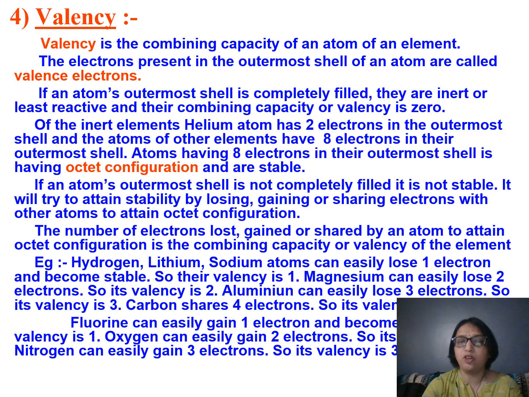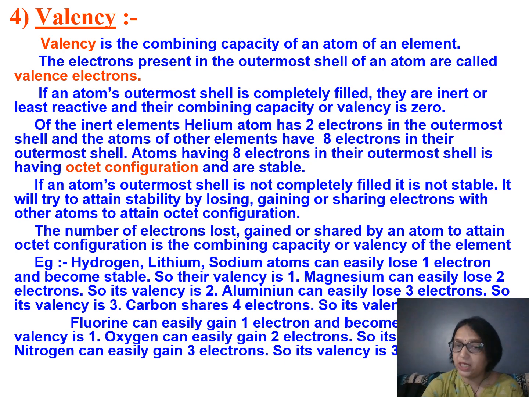The number of electrons lost, gained or shared by an atom to attain the octet configuration is the combining capacity or valency of the element. Hydrogen, lithium and sodium atoms can easily lose 1 electron and become stable, reaching the octet configuration, so their valency will be 1. Magnesium, calcium, etc. can easily lose 2 electrons, so their valency is 2.